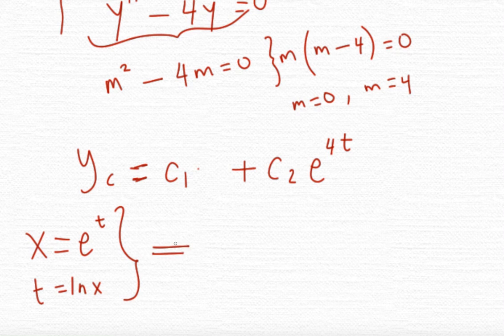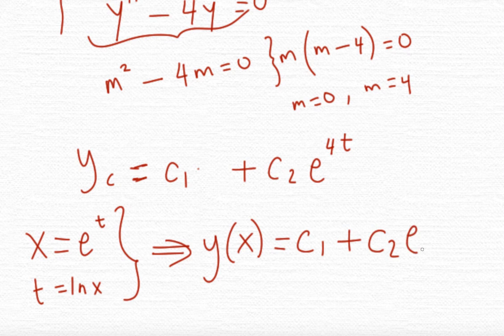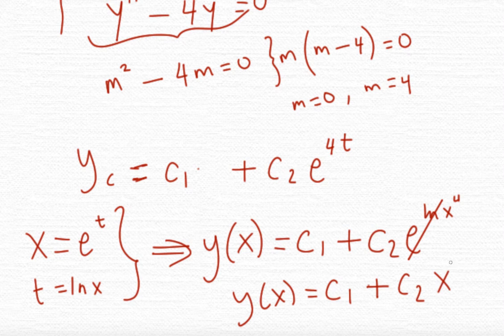So y of x, our general solution, is equal to c1, nothing changes there, plus c2 e to the 4t. t is ln x, so e to the 4 ln x. We can bring the 4 up to be ln x to the 4th, and then the exponential and the log cancel out. You're finally left with y of x equals c1 plus c2 x to the 4th. And that's your final solution. That's it.